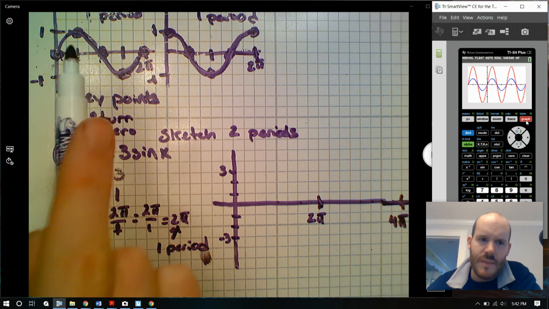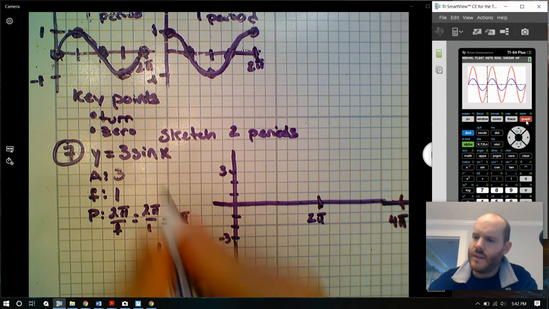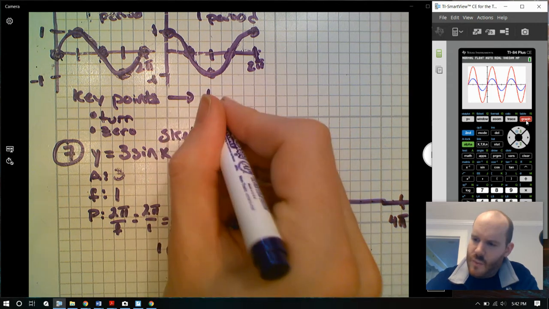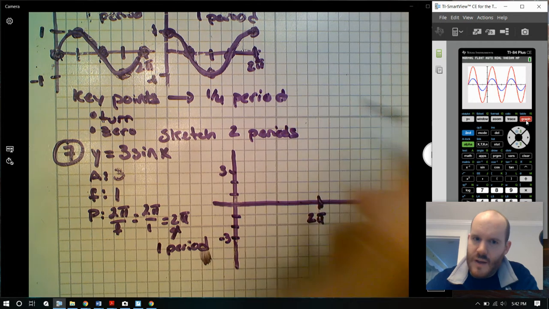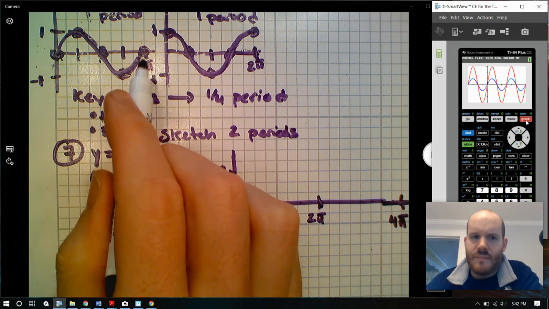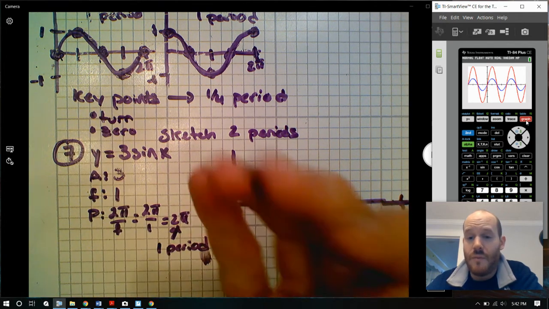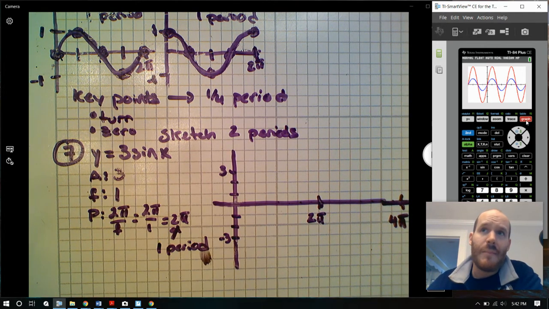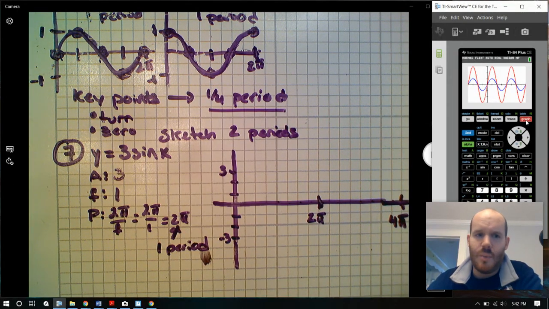Now, to get this graph, I want to make sure I get all these key points. And I'm going to notice something about these key points, is that they are occurring every quarter period. So the key points are every 1 quarter period. And there's a reason for that. In order to complete a full cycle around this graph, I have to go around the unit circle, and the unit circle passes through 4 quadrants. So I'm identifying each of these 4 quadrants. That's why every quarter of a period, this key point's occurring.